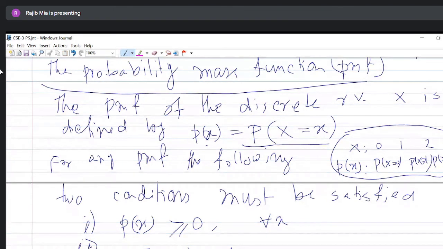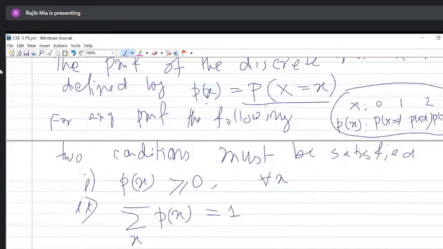For a function to be a probability mass function, it must satisfy two conditions. The first one is P(x) should be greater than or equal to 0. That is, all the probabilities should be greater than or equal to 0. It is obvious because P(x) equals the probability that capital X equals small x, and we know that probability is always greater than or equal to 0. So this should be greater than or equal to 0 for all x.